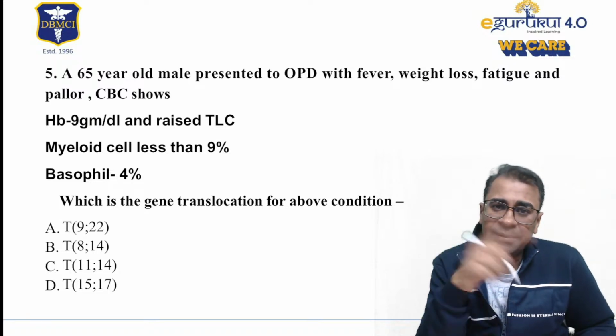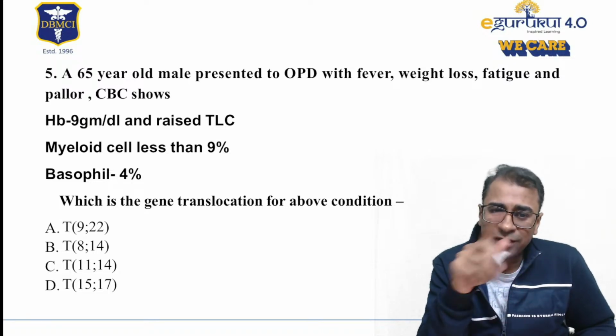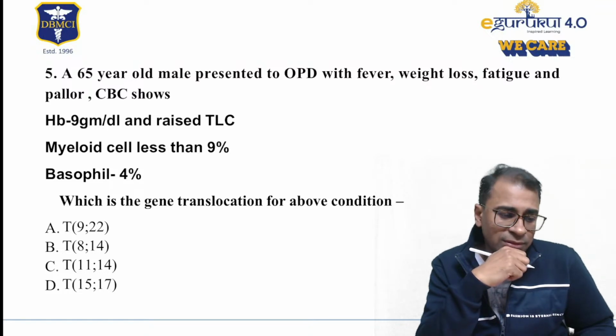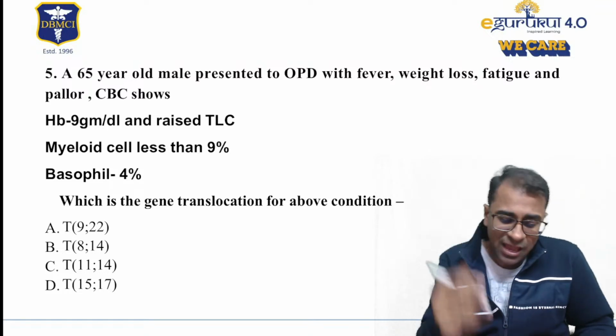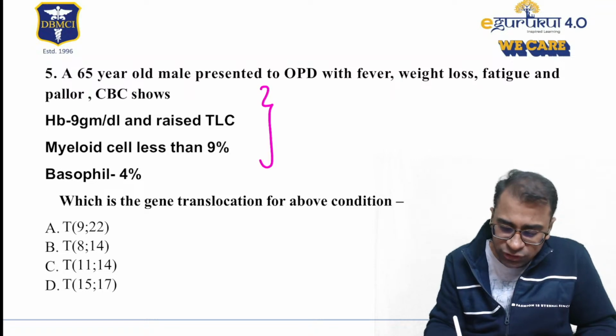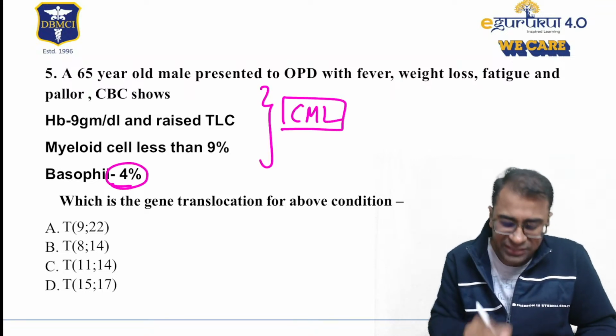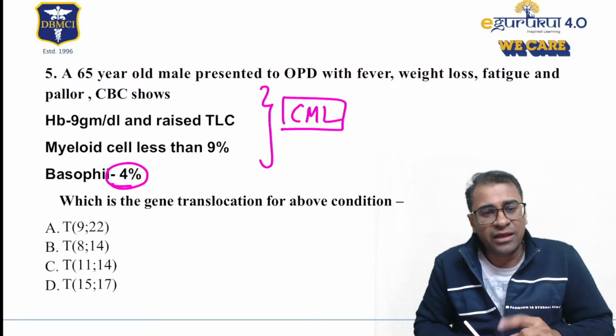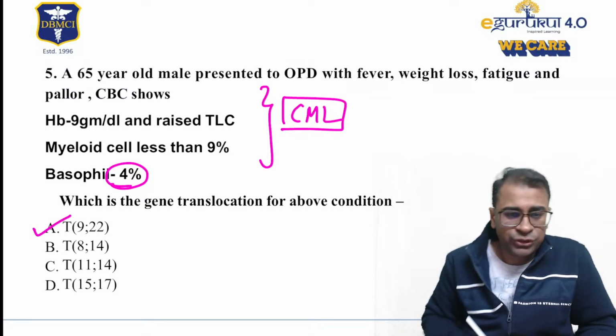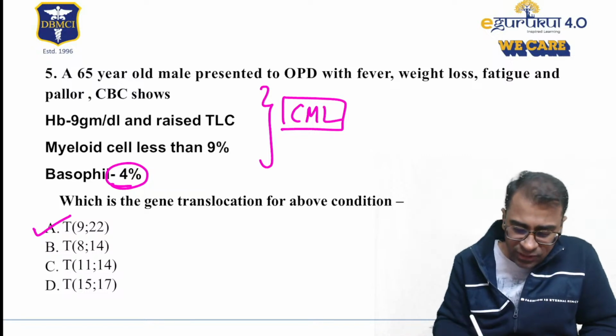Raised TLC with basophilia. This is myeloid cell but less than 9%. Yes, it can be CML. Very good. So this whole story can be a case of CML because this basophilia is there. Surely it cannot be CLL, and the answer is 922. Okay, and in this the question can be which mutation?